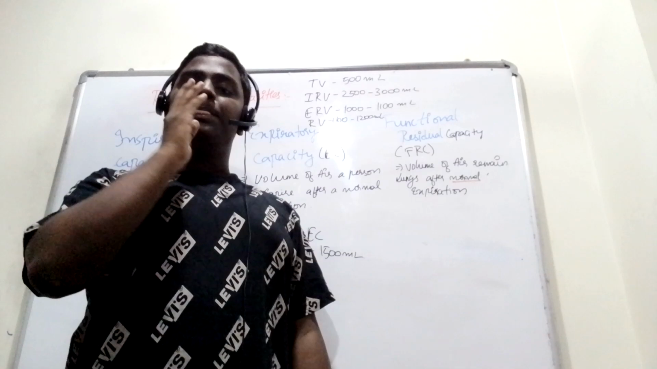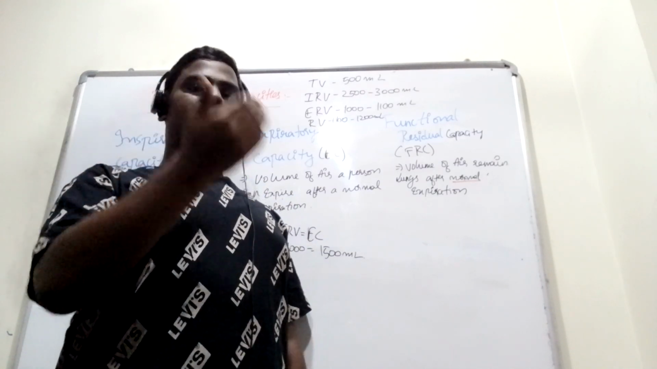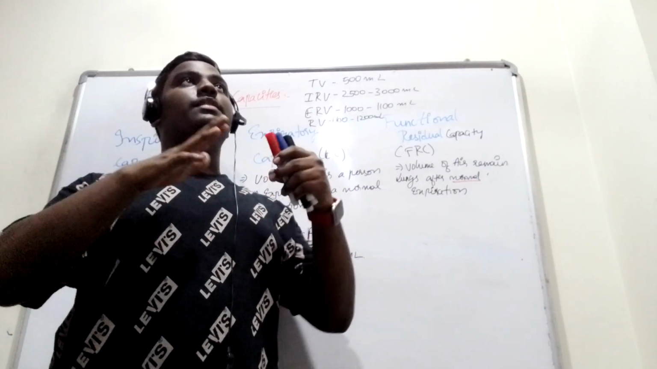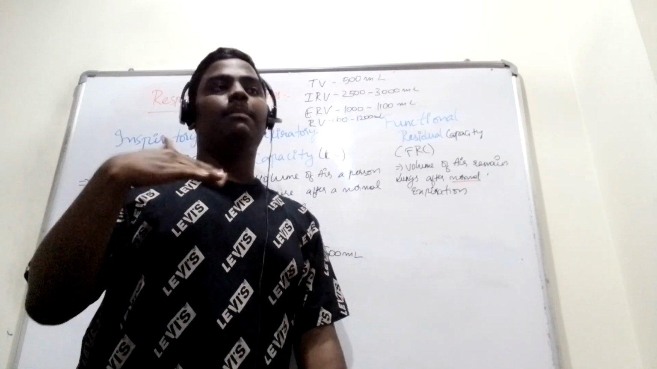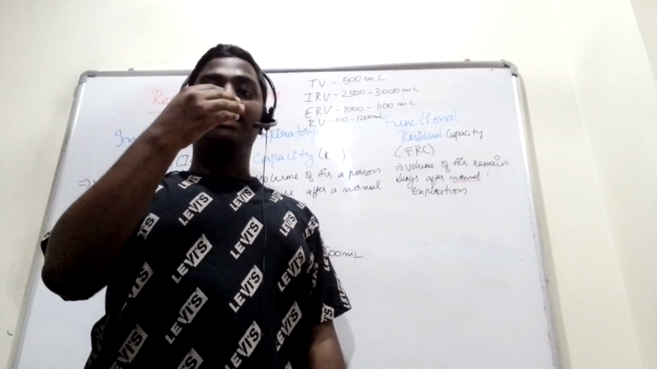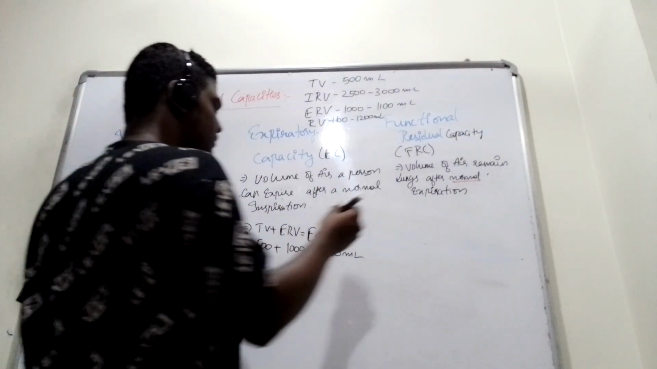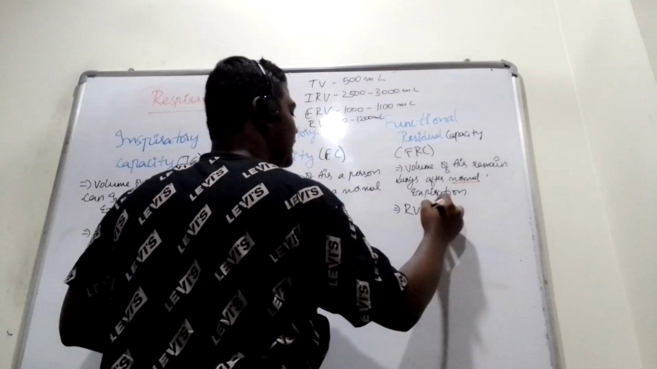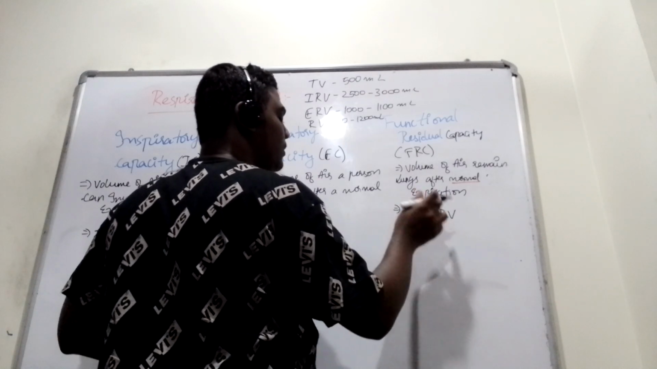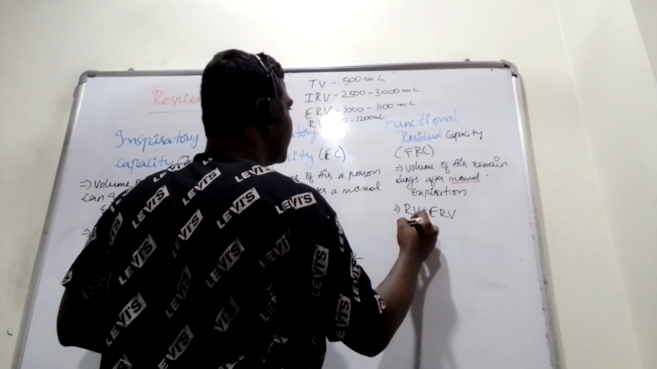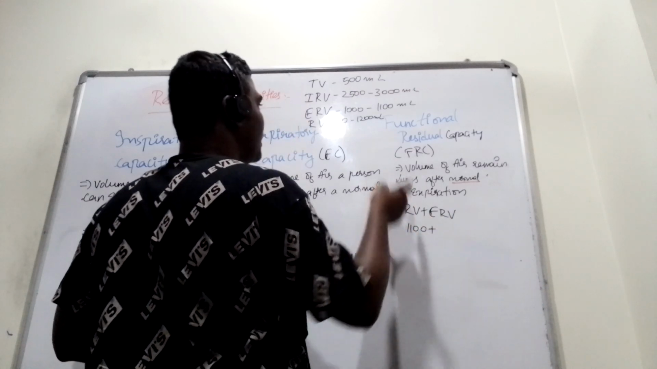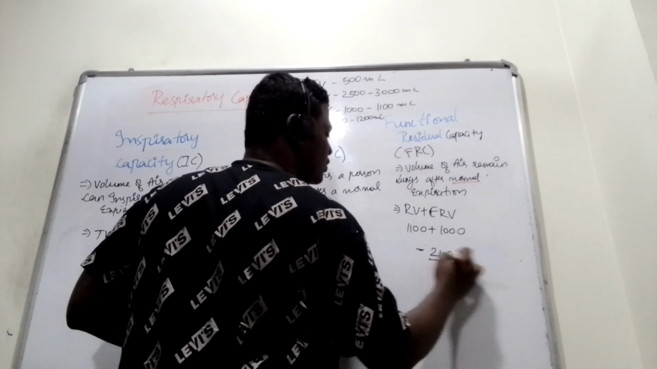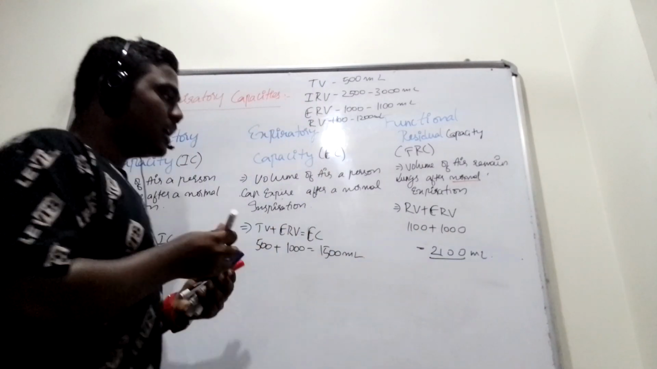There is a difference between normal expiration and forceful expiration. Normal is something we do normally while sitting. Forceful is when we exhale or inhale forcefully, when we are tense after playing sports or after running. So here you will add the residual volume and the expiratory reserve volume. Residual volume, taking the least value, is 1100, and expiratory reserve volume is 1000. So can I say 2100 ml is the FRC value.